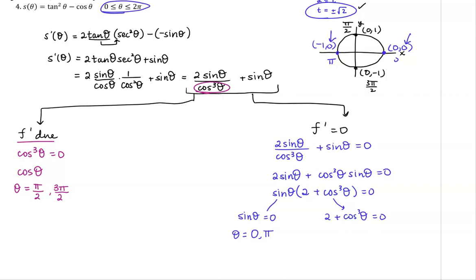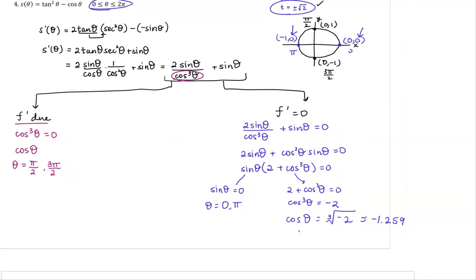And then over here, I'm going to subtract 2 from both sides and get that cosine cubed theta is equal to -2. And then I'll cube root both sides to get that cosine theta is equal to the cube root of -2. But the cube root of -2 is a number that is smaller than -1. This is approximately -1.259. And we know that it's not possible for cosine to be smaller than -1. So that factor does not give us any solutions.